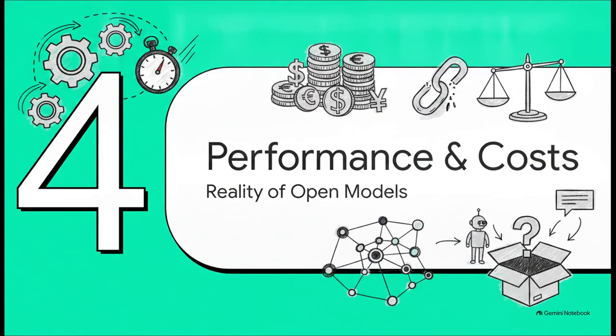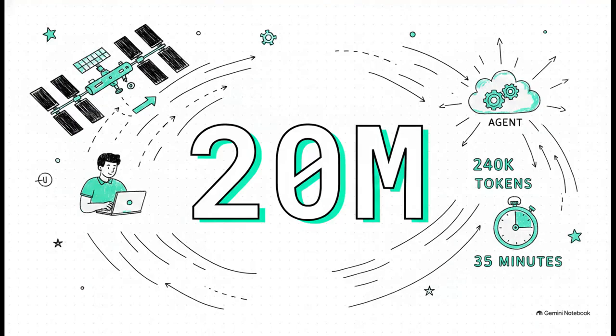Shifting gears now to Section 4, performance and token costs. Let's talk about the practical reality of running open models. Get ready for a pretty staggering number, 20 million. During a 35-minute test to build a complex, real-time International Space Station tracker app, the agent chewed through 20 million tokens over the course of just 2 turns. It was spitting out around 240,000 tokens at blazing speeds. But wow, it really highlights the sheer token hunger of these open models when you hand them complex, real-world tasks.